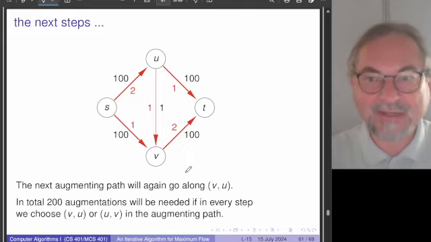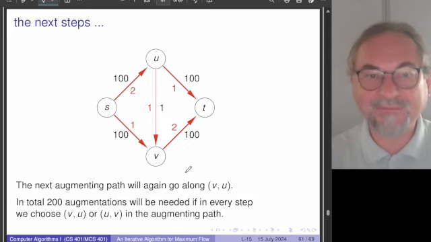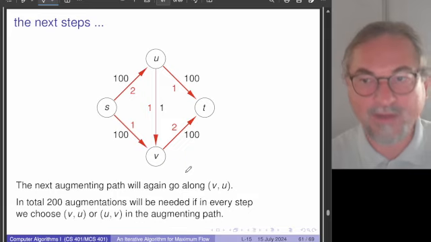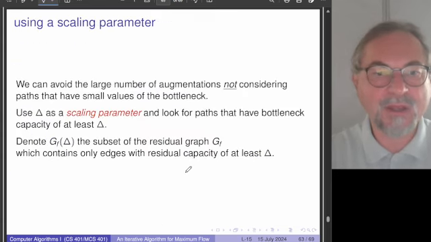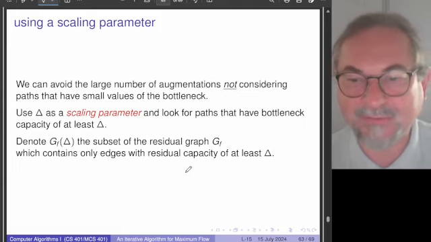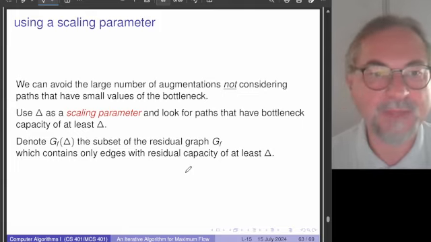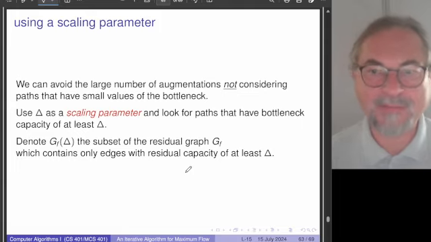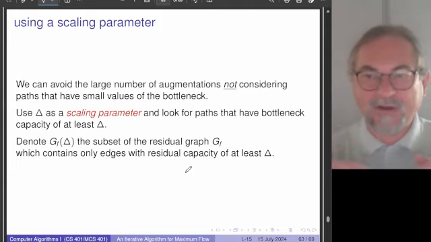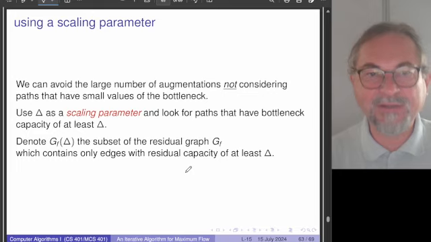How can we prevent this? Well, you should not have started that way, constructing or selecting a path that had such a low value. So here is the idea of the scaling max flow algorithm. We will actually, in our residual graph, work with a threshold, a delta, that will disregard all the edges in the residual graph that have a capacity less than that delta. So that's the scaling parameter.